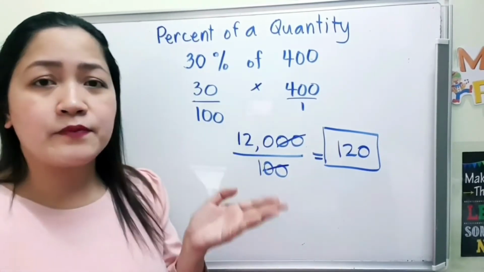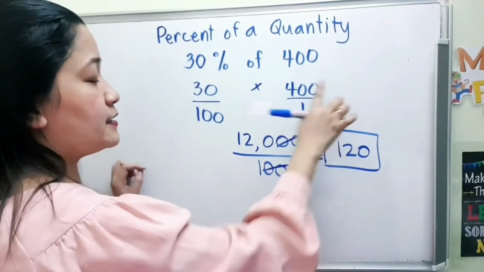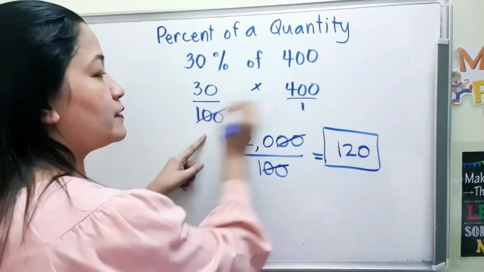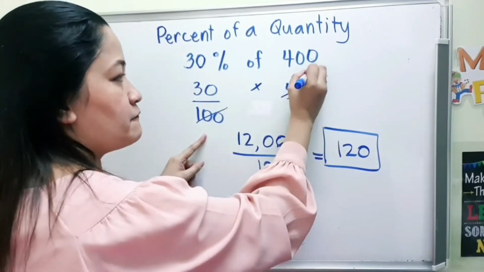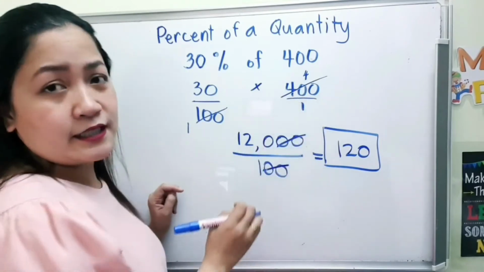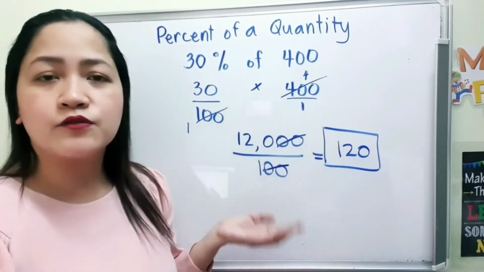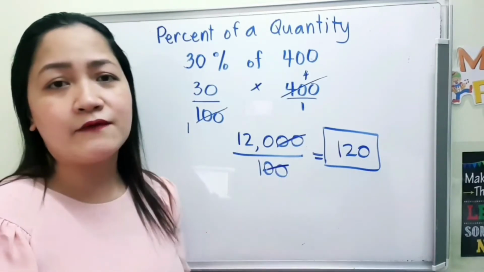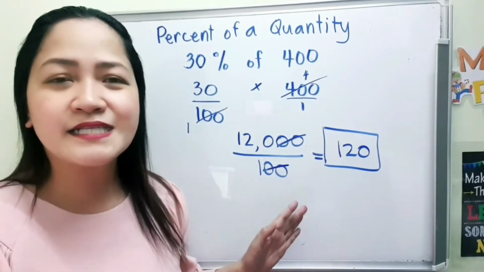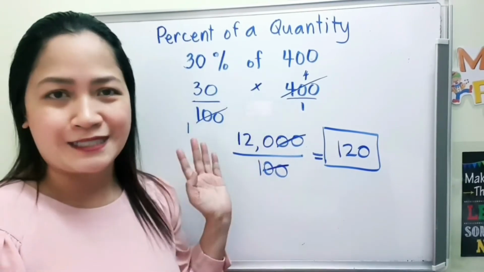Another way, you remember when we simplify fractions, since we have 400 here and 100 here, then we can simplify them. This is 4 and this is 1. 30 times 4 is 120. Over 1 times 1 is 1. So 120 over 1 is also 120. As you can see, we can apply the lessons that we have studied in the past.